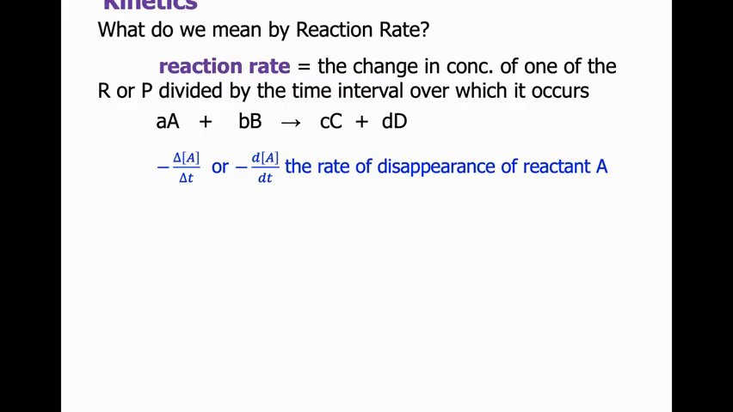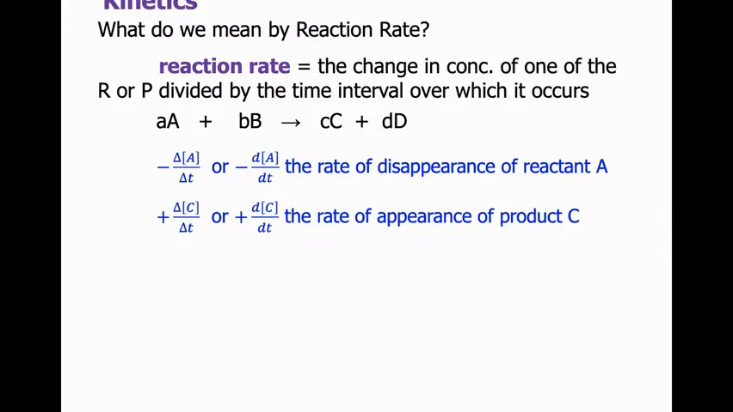So this is what we did last semester with our blue food dye and bleach reaction. The blue disappeared. We watched the blue disappear. There are other things where we might care about the appearance of something. So the appearance of a product, how does it change over time? The rate of appearance of product C.